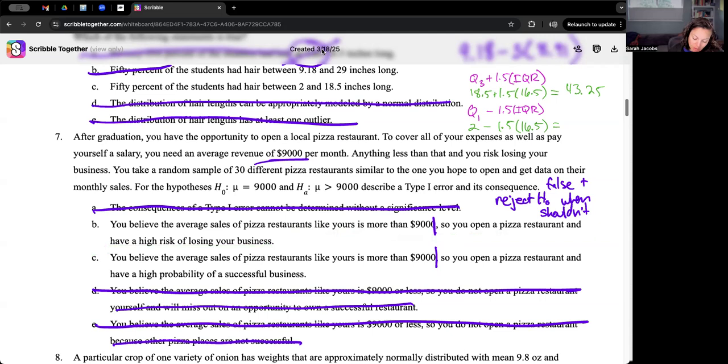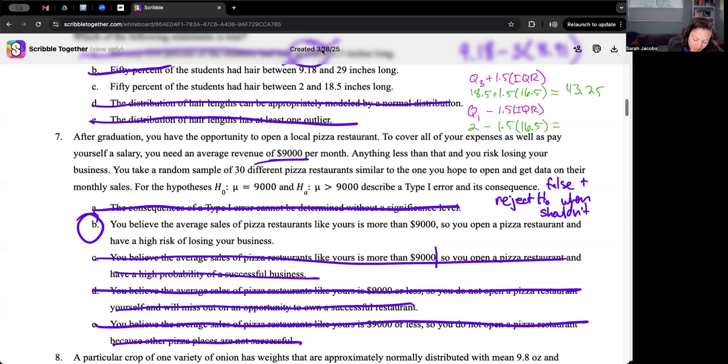Versus you believe that the sales are going to be more than $9,000. So you open a pizza restaurant and have a high probability of a successful business. That's not a mistake. That's good. We had data that said we should open this. We opened it and our chances of success are good. That's not an error, so it can't be this one. In order for it to be an error, it has to be incorrect. So the only thing left is B.